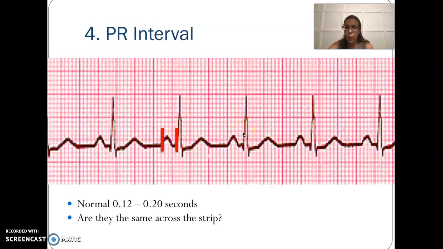So I multiplied 4 times 0.04, which is the itsy bitsy boxes, I got 0.16. So you want to make sure it's within that normal range, and then it's the same across the strip, that distance is the same. Okay, so that is a normal PR interval here in this section. Like I mentioned before, you can also have your calipers and you kind of hold it on that section and then you pull it up kind of and measure it to another box. On that video had that.